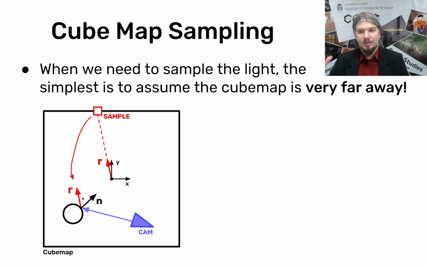When the cube map is infinitely far away, then this offset here really doesn't matter, but you have to still keep it in mind, because if your cube map is not very far away, then the reflections will be a bit off.